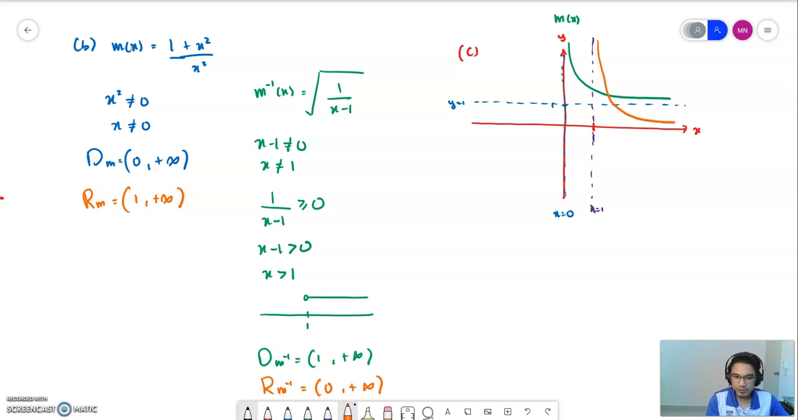To check whether your graph for the inverse is correct or not, you can draw the reflection line where y equal to x. You can see the inverse is the reflection of its original function. This is m inverse. So that is how you sketch the graphs of m(x) and m inverse.